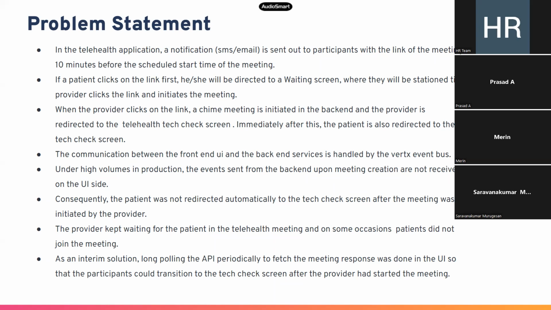Okay, so we'll dive into the problem statement right away. Let me read through it. In the telehealth application, a notification in the form of an SMS or email is sent out to the participants with the link of the meeting 10 minutes before the scheduled start of the meeting. For example, if we have a meeting at 3:30 p.m., a notification is sent out, either SMS or email, to the participants with the link of the meeting.